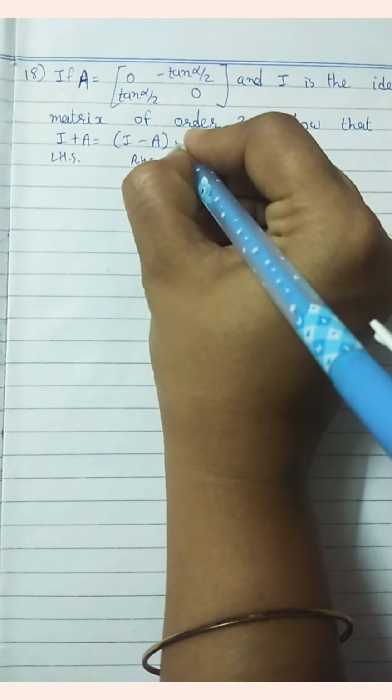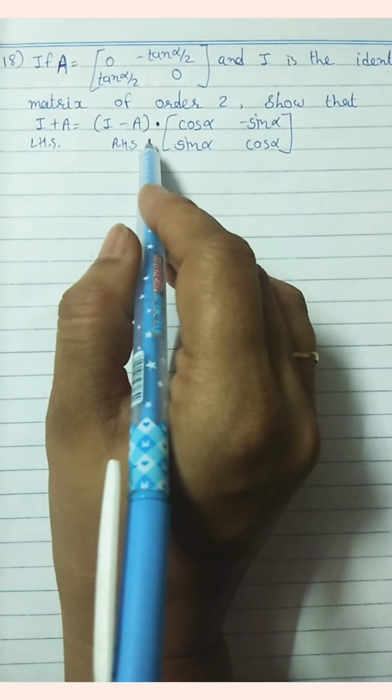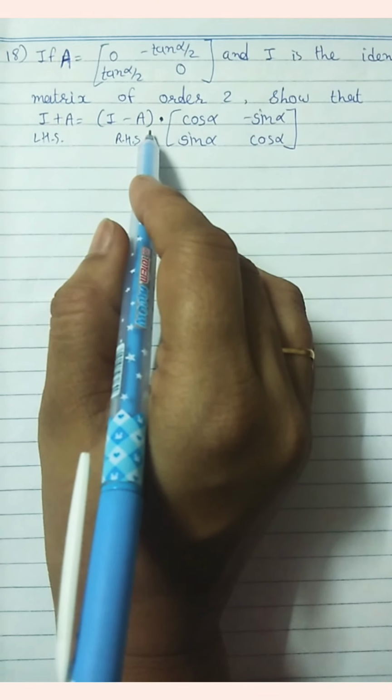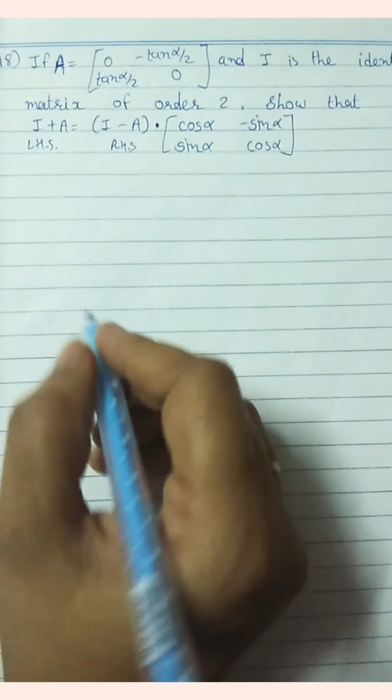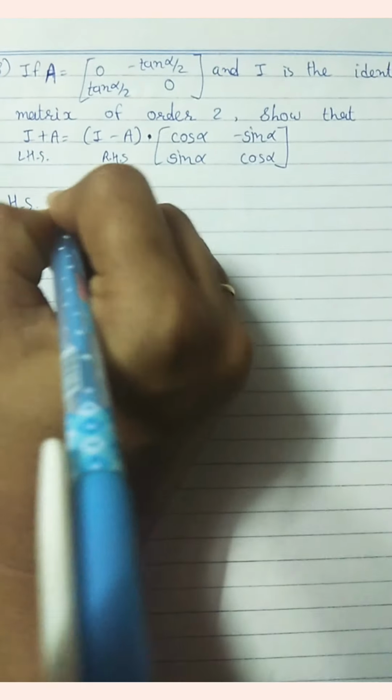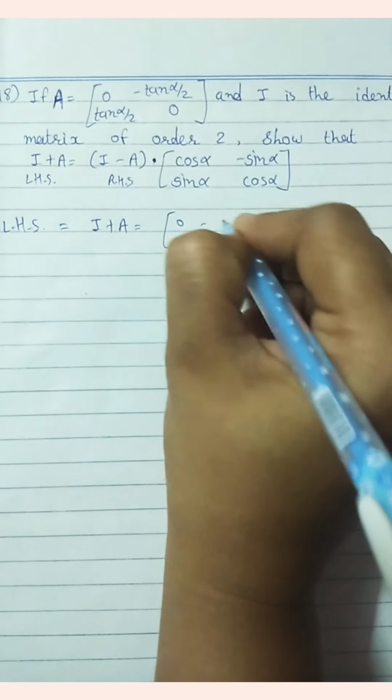If A is equal to [0, -tan(alpha/2); tan(alpha/2), 0], and I is the identity matrix of order 2, then show that I plus A is equal to (I minus A) into [cos alpha, -sin alpha; sin alpha, cos alpha]. Okay, so this is your LHS and this is your RHS. In RHS there is a multiplication of two matrices. Okay, so let's start with LHS. LHS is comparatively easy to derive.